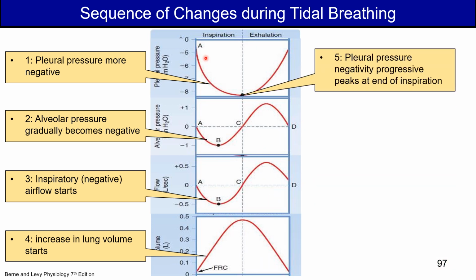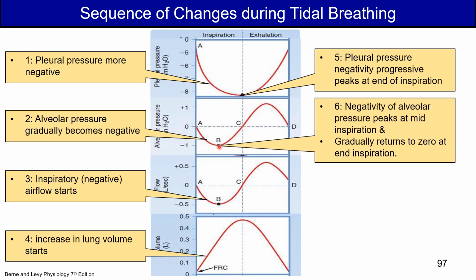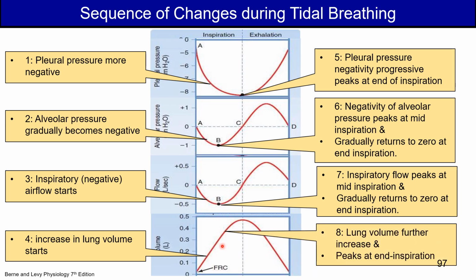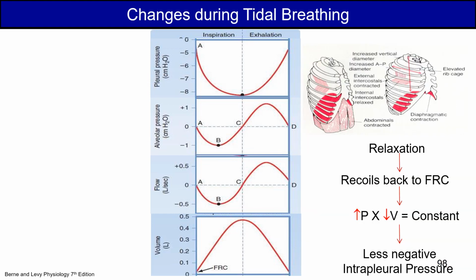The pleural pressure negativity progresses and peaks at the end of inspiration. The negativity of the alveolar pressure peaks at mid-inspiration and gradually returns to zero at end inspiration. Inspiratory flow peaks at mid-inspiration and gradually returns to zero at end inspiration. And lung volume further increases and peaks at end inspiration.